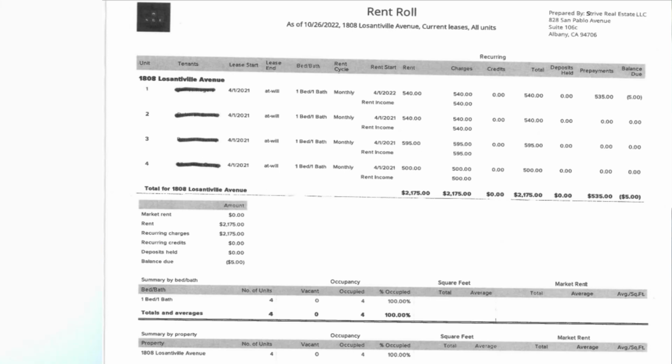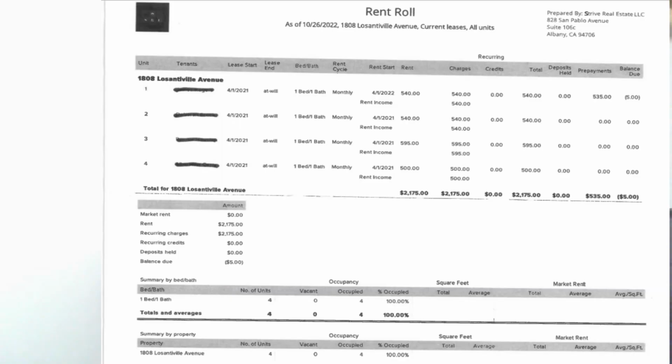What are my charges there? You may see variables in the charges, and that's because when you're purchasing a new property and you ask for the rent roll from the seller, there are a lot of details in these rent rolls that you need to be aware of. So if your charges are different, or you have recurring credits, you want to ask, why are those charges there? Why are there recurring credits? And then it's going to come to a total.